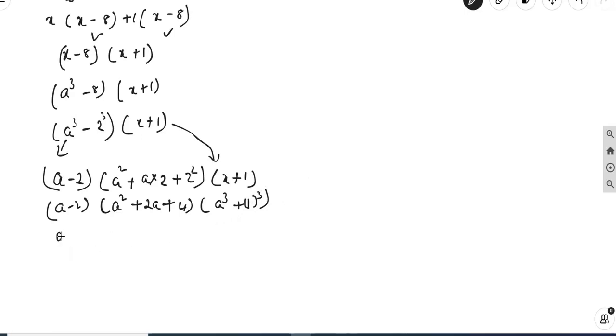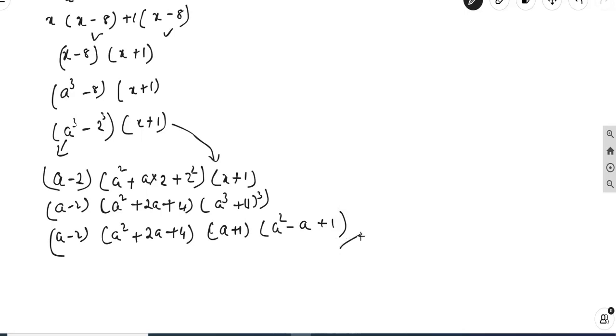So this becomes a minus 2, open the bracket, a square plus 2a plus 4, open the bracket. So this one, if I apply the identity, this becomes a plus 1, open the bracket, a square minus a into 1 is a, and then plus 1 square, so that becomes 1. So these are the solutions for problem number 12. So we'll go for the next problem.